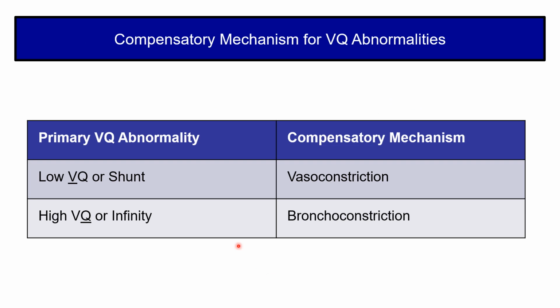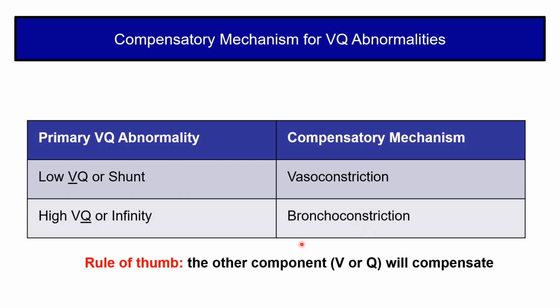So if the primary abnormality is in the ventilation, which will give rise to a low V/Q or a shunt V/Q, the response will be in the circulation in the form of hypoxic vasoconstriction. Now, if the primary V/Q abnormality occurs in the perfusion, such as in a high V/Q or V/Q infinity, the response will be in the ventilation and there will be bronchoconstriction. So the rule of thumb is the other component, the V or the Q, will compensate.